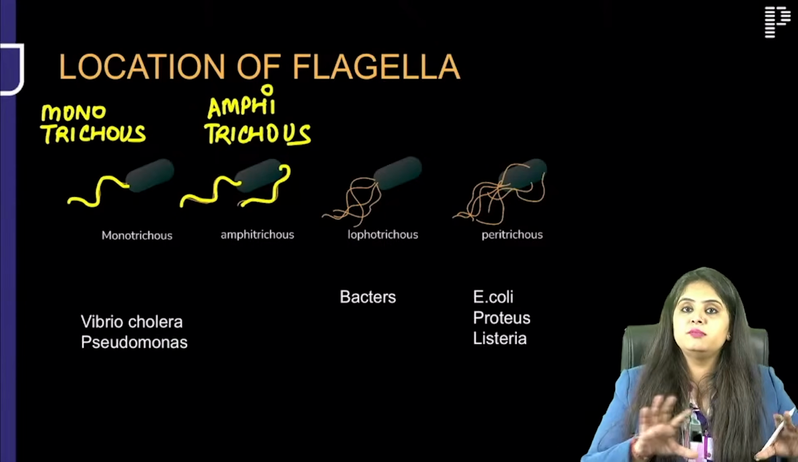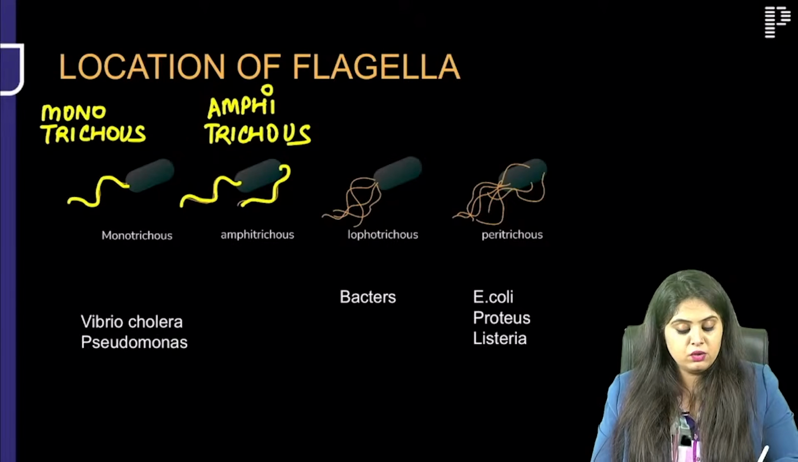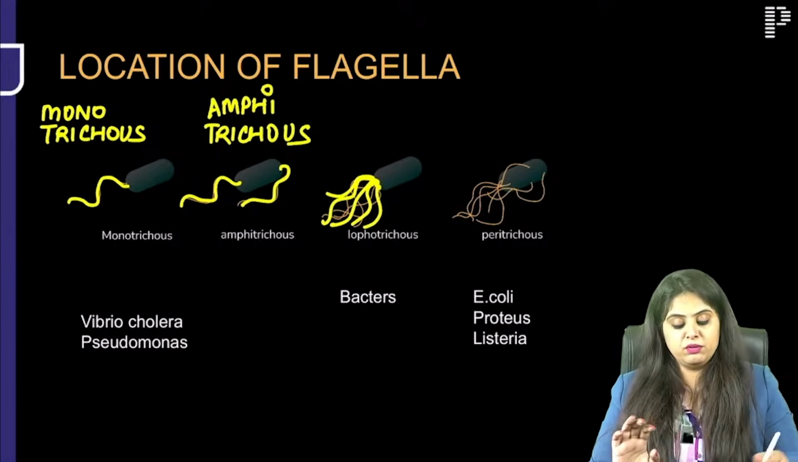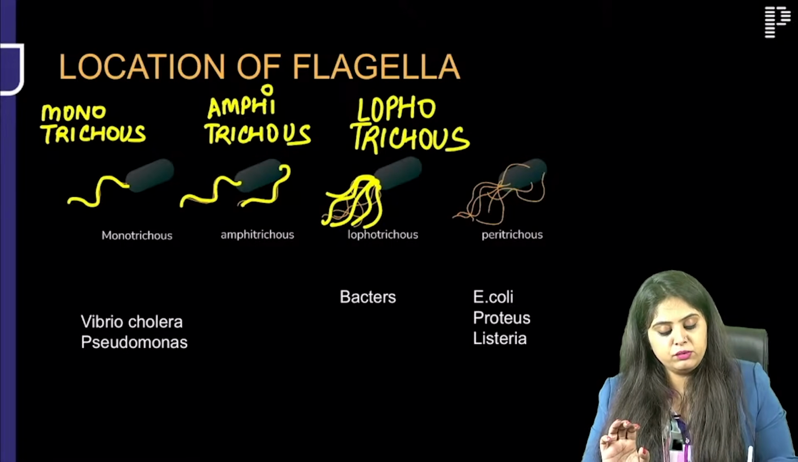So ambi always means 2 sides. Over here you're using amphitrichous, so it's 2 sides. Okay, if I say there are 4-5 flagella, like you made a hair tie, a ponytail out of it, that is known as lophotrichous. On one end, in simple words, lophotrichous is going to be a bunch.